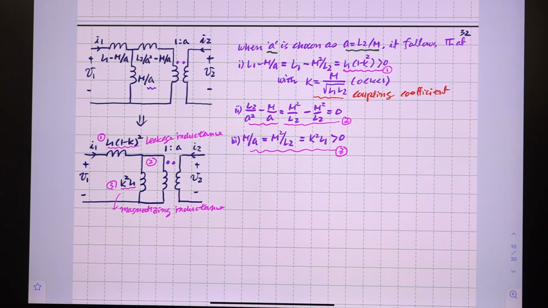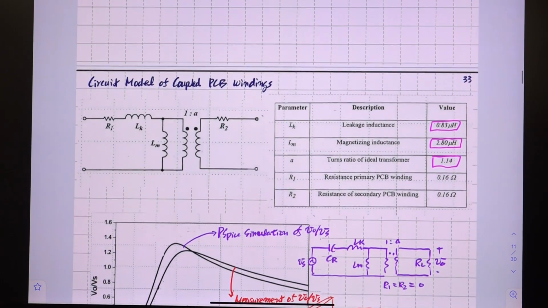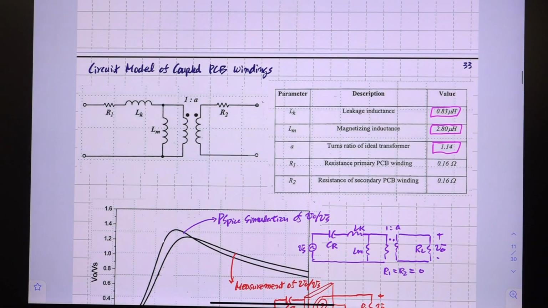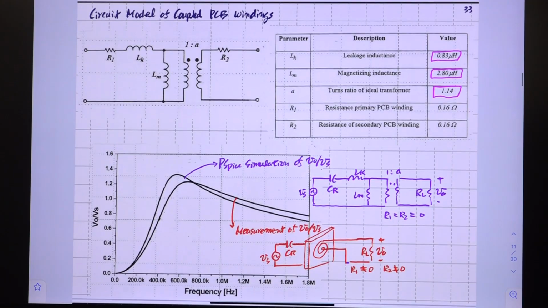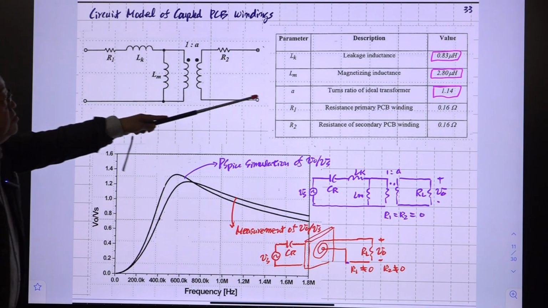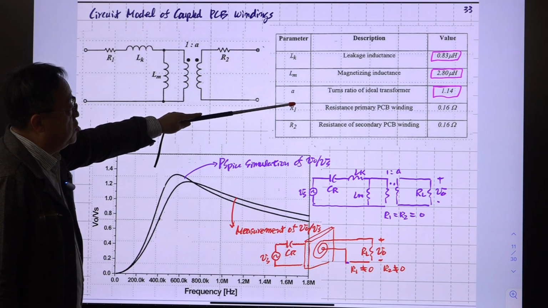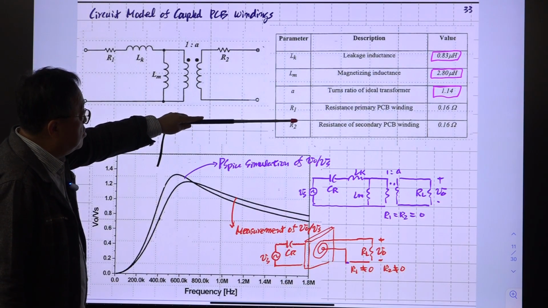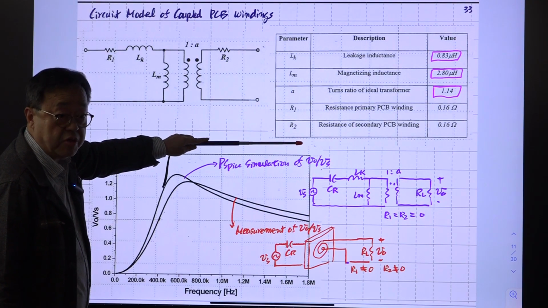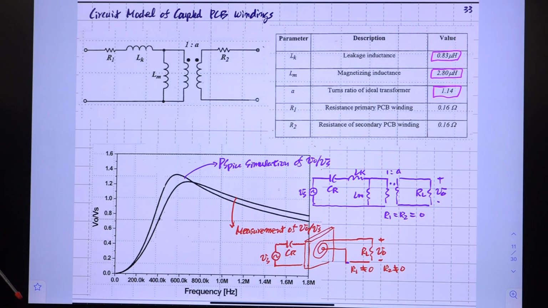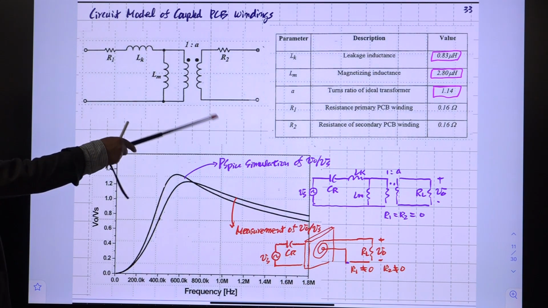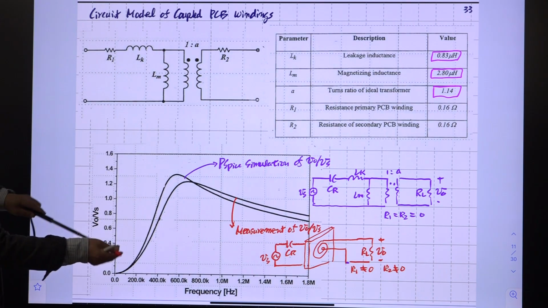So we measured three parameters and translated them into this one: LK, LM, leakage inductance, magnetizing inductance, and the turns ratio of the ideal transformer, and this R1, R2. We just measured this using the multimeter, so just an ohm meter. It can be easily measured, the winding, but this is the DC resistance.